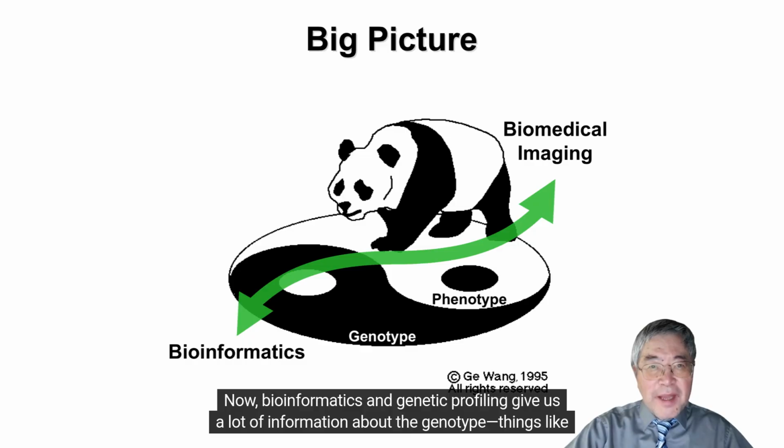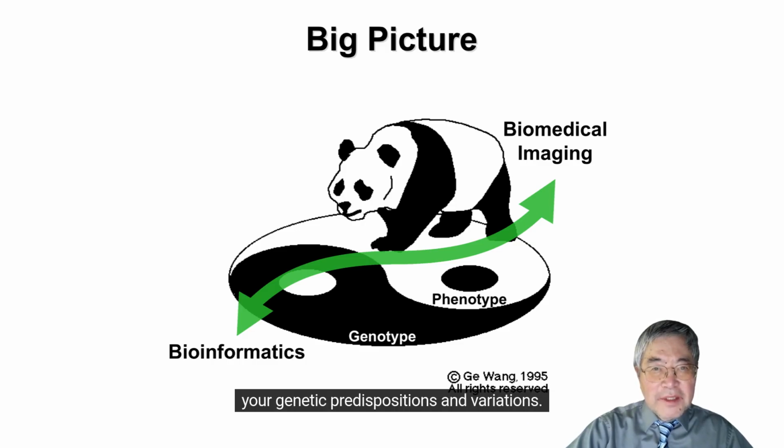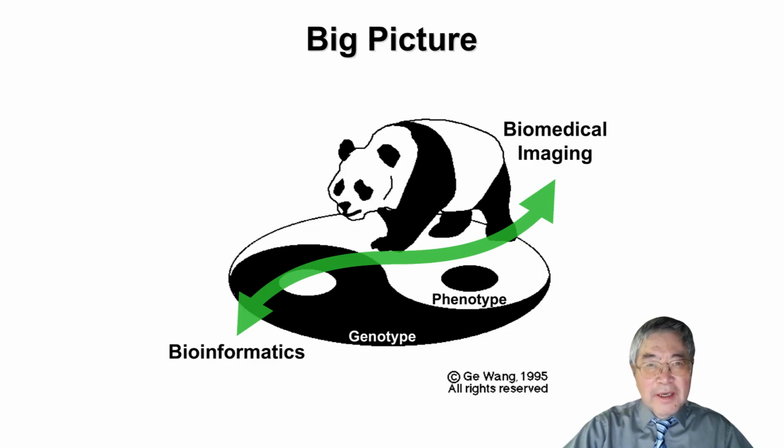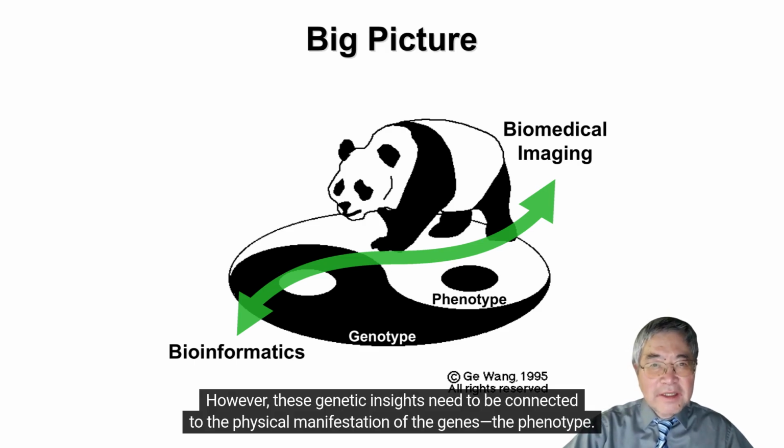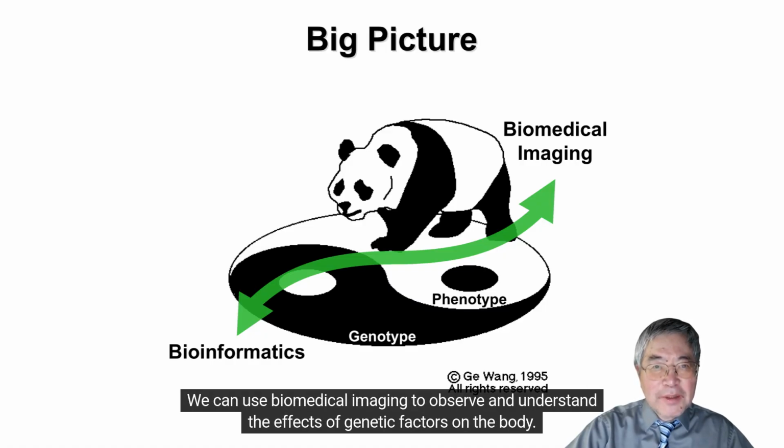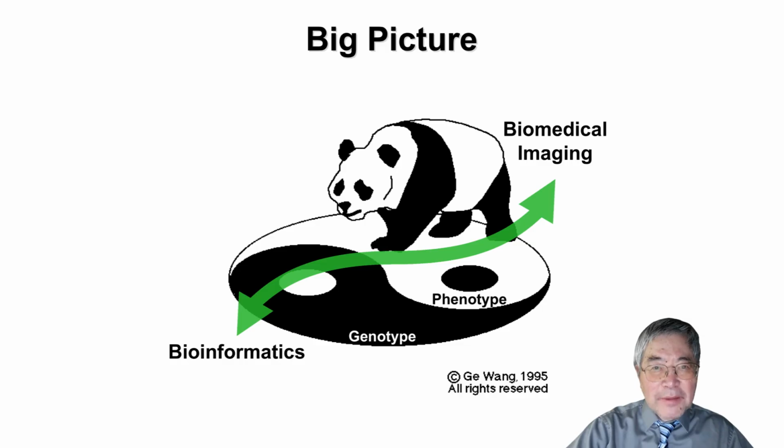Now, bioinformatics and genetic profiling give us a lot of information about the genotype, things like your genetic predispositions and variations. However, these genetic insights need to be connected to the physical manifestation of the genes, the phenotype. We can use biomedical imaging to observe and understand the effects of genetic factors on the body.